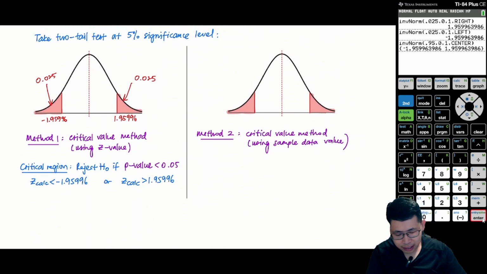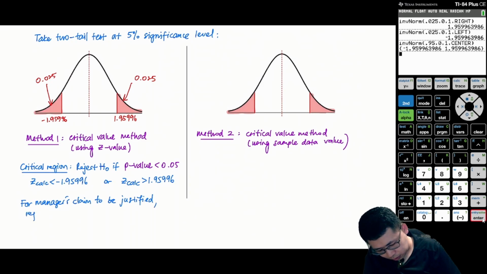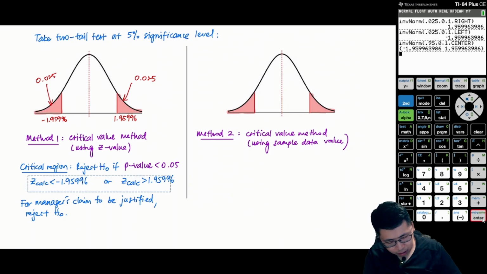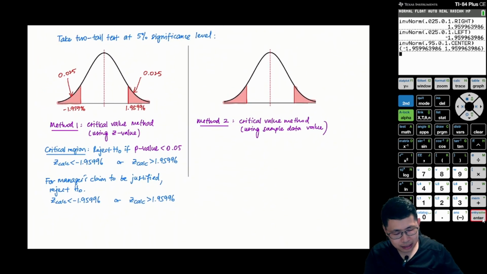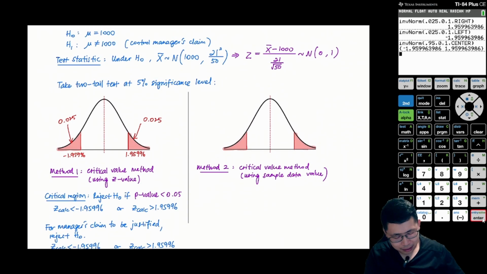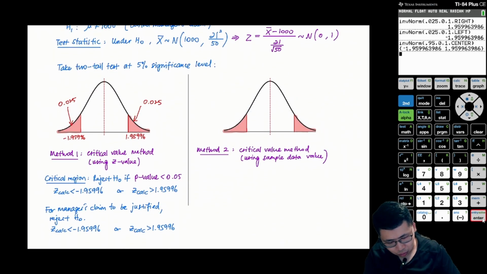Now, because we're rejecting our null hypothesis, for the manager's claim to be valid, we need to reject H naught. And to reject H naught is indeed looking at the Z calculated over here, the same Z calculated over here. So with this, let us do some math to figure out what is the sample mean. This Z calculated comes from this formula, so I'm going to make use of this formula to write out.